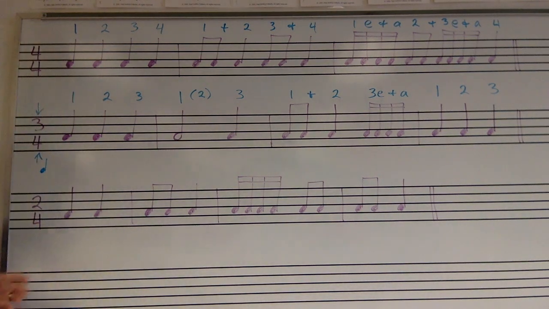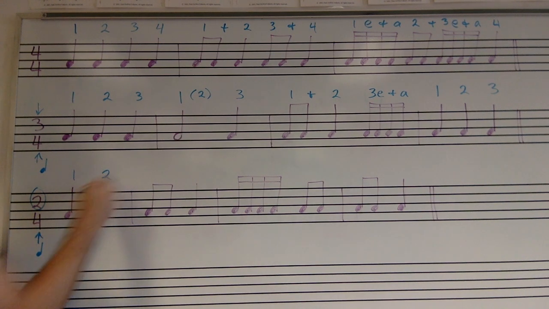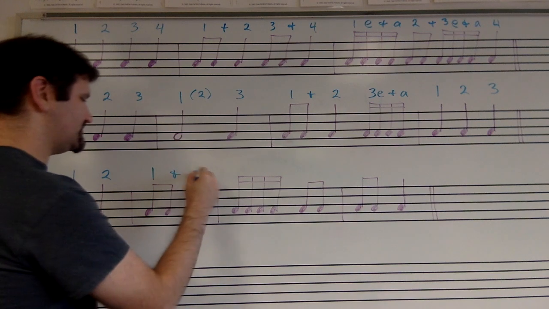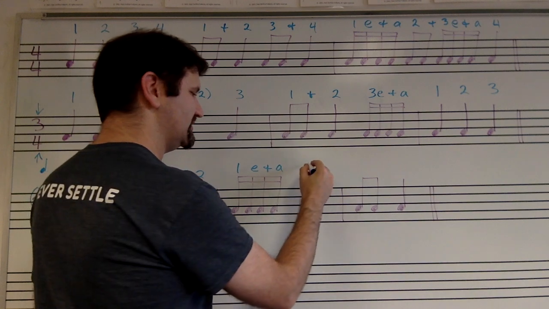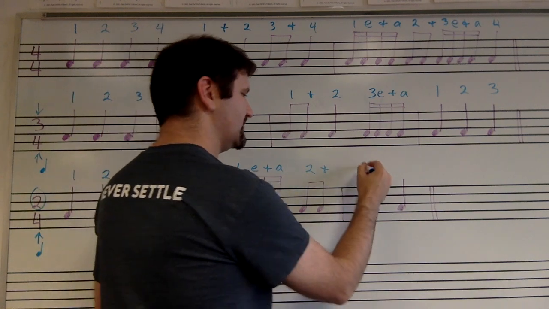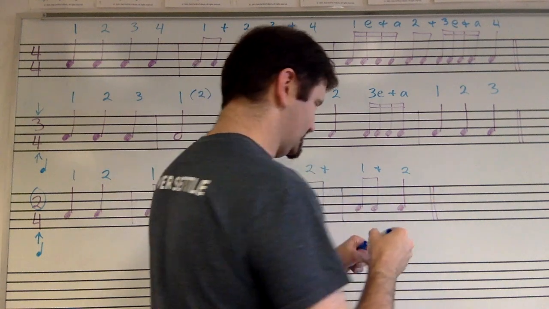Last one now, we're in 2/4. Again, the bottom note is still a 4, which means it's still a quarter note, but the top note is a 2 now, which means only 2 beats per measure. If you haven't taken a moment to go through and figure out the counting, do that now. Pause the video if you need to do it. And our counting would be 1, 2, 1 and 2, 1 E and A, 2 and 1 and 2.